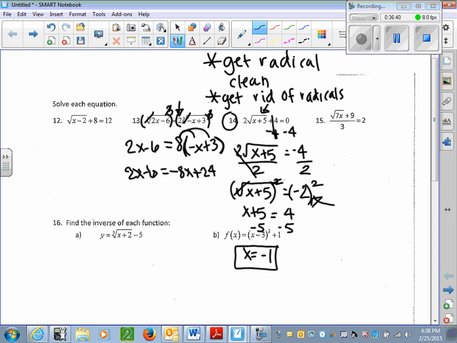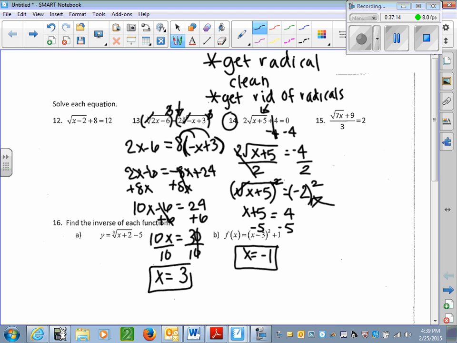Alright, so now I need to get all my x's together. So let's move this 8x over to the left. Line it up under its like term. That gives me a 10x minus 6 equals 24, because those cancel on the right. Then I need to add this 6 over. So they cancel on the left and leave me with 10x equals 30. And then I divide both sides by 10. And that leaves me with x equals 3. So that's the answer for that one.